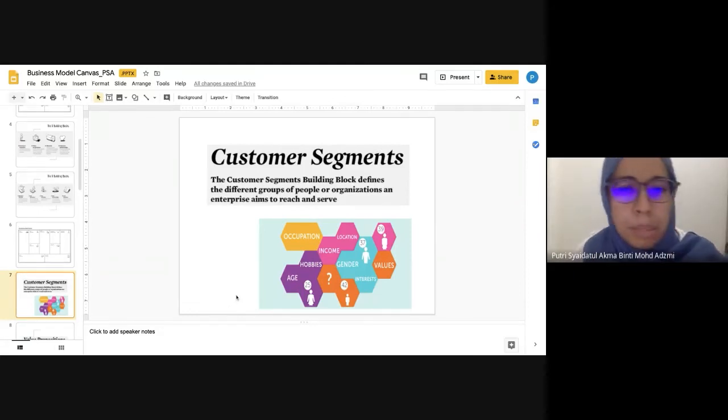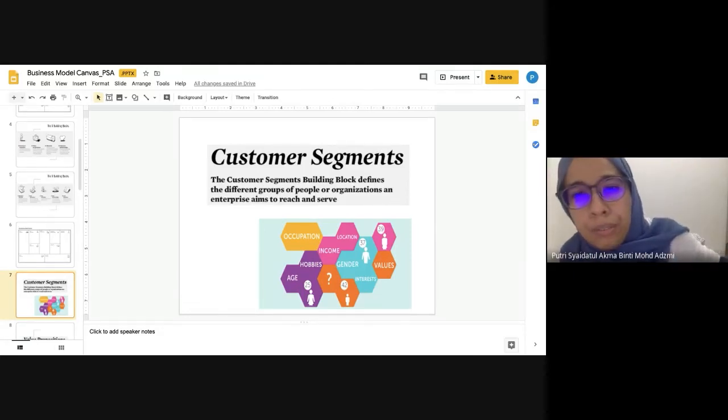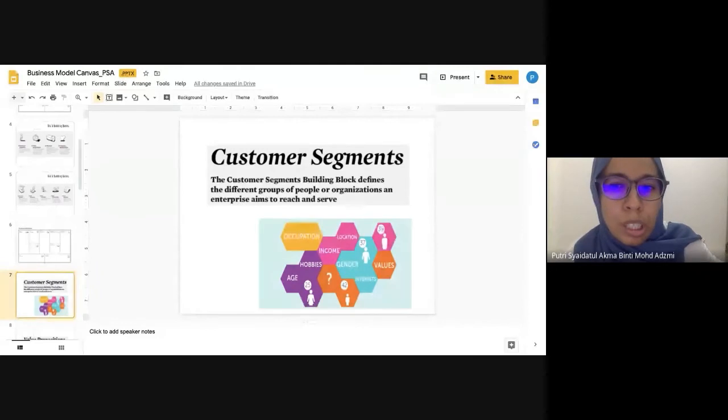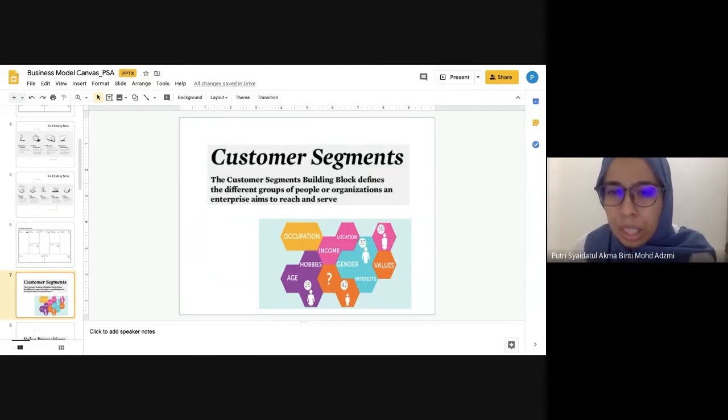The customer segments building block defines the different groups of people or organizations an enterprise aims to reach or serve. If you look at that picture, there are a few things that you need to look at, right? What is their demographic? Who are you focusing on? Male, female, where are they? I noticed that some groups, for example Kitchen Shout, say that you're going to be very local, right? So the location matters.